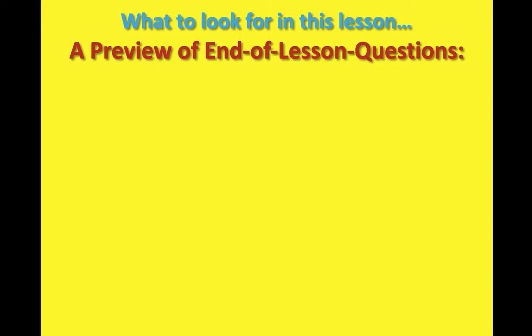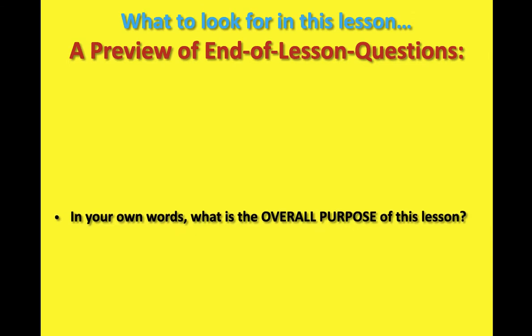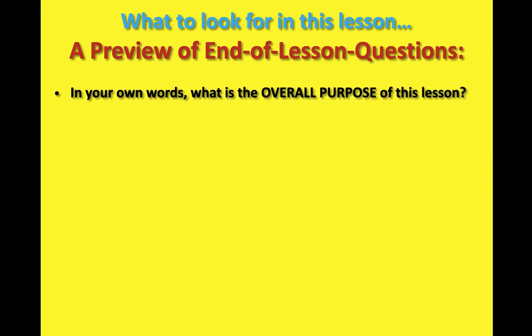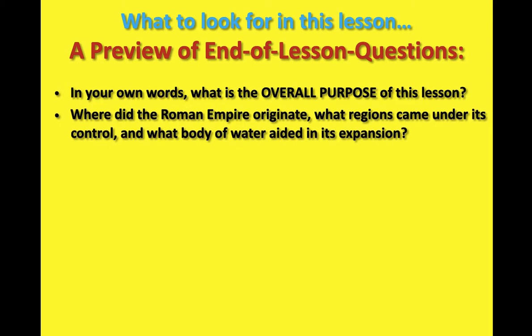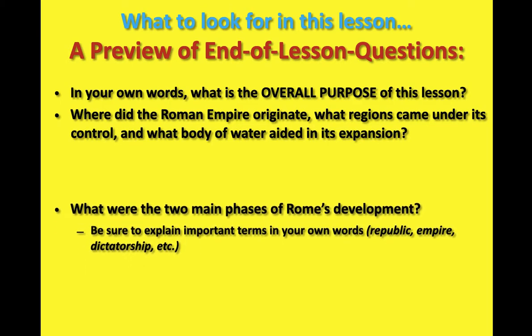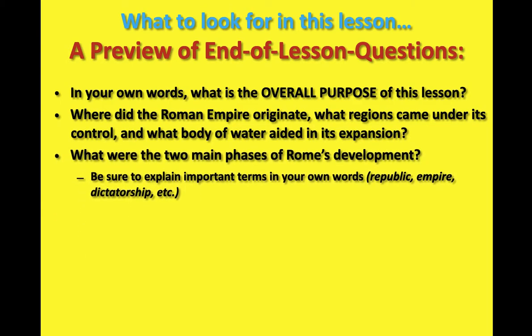It's a preview of the end of lesson questions. Okay, in your own words, what is the overall purpose of this lesson? Where did the Roman Empire originate? What regions came under its control? And what body of water aided in its expansion? What were the two main phases of Rome's development? Be sure to explain important terms in your own words: republic, empire, dictatorship, etc. All of these encompass Rome in its time.